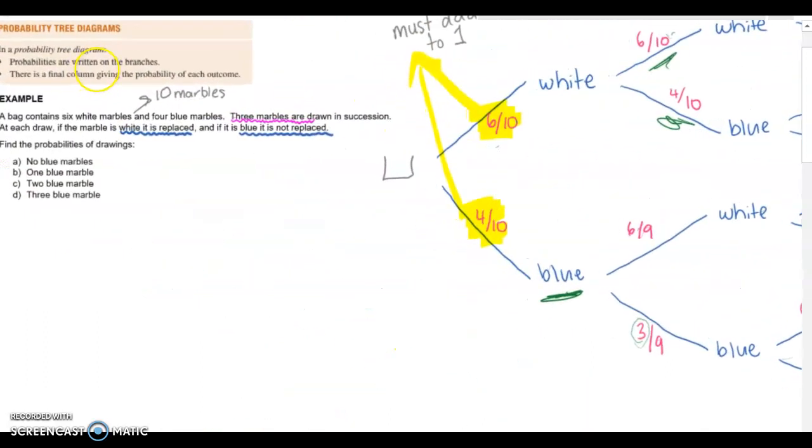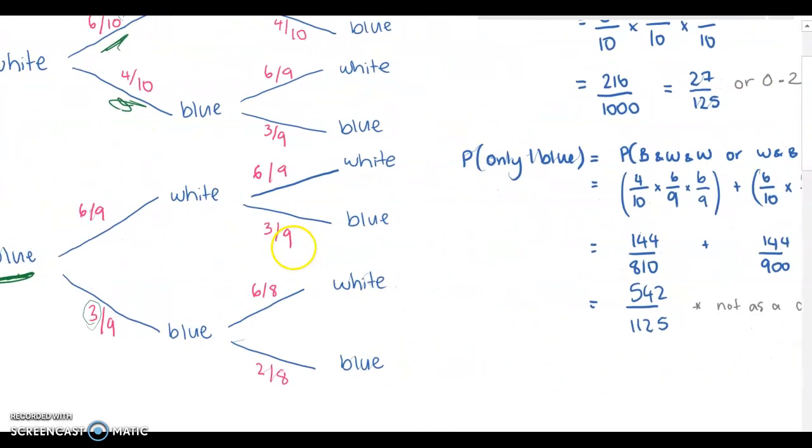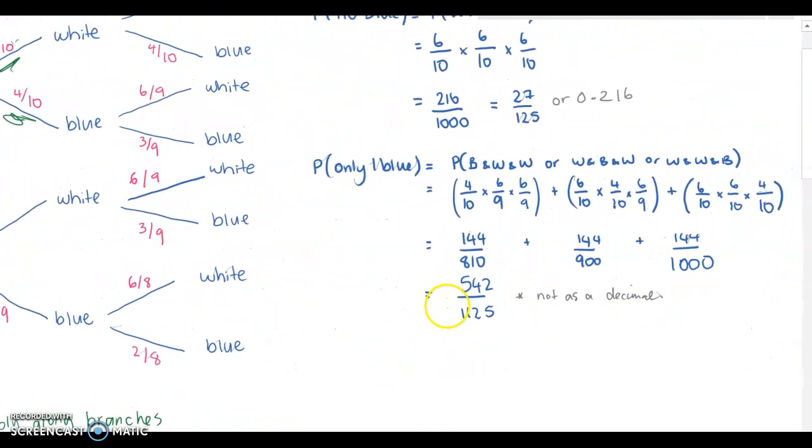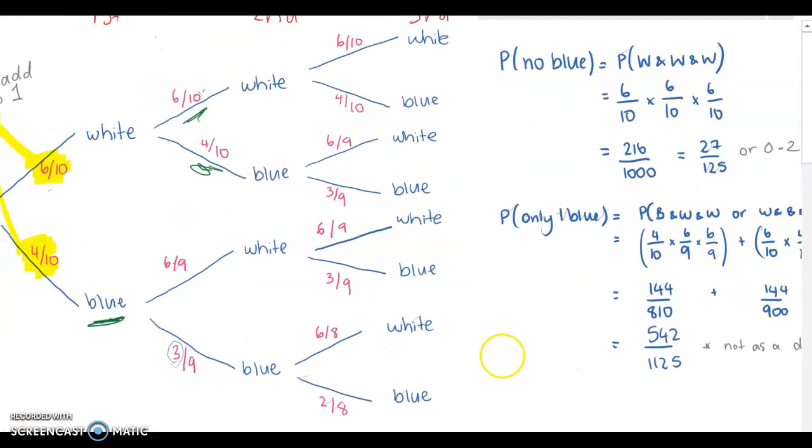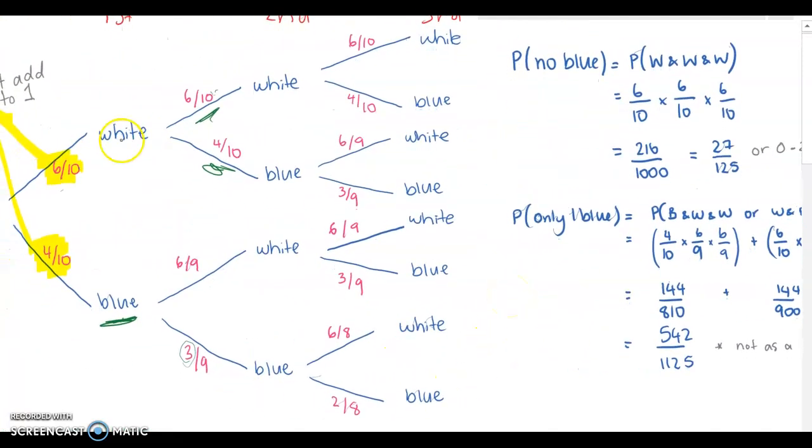The second one, the probability of drawing 1 blue marble. Okay, so 1 blue marble, let's have a look and see where we could do that. 1 blue marble could be drawn as a white, white, and a blue. So we'd multiply the 6 tenths, 6 tenths, and 4 tenths. Another way we could get only 1 blue would be a white, a blue, and a white. And we've got 6 tenths, 4 tenths, and 6 ninths. And our lucky last one is going to be a blue, and a white, and a white. And we've got 4 tenths, 6 ninths, and 6 ninths.